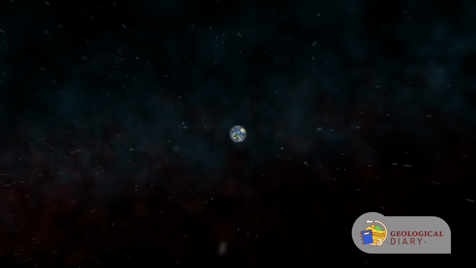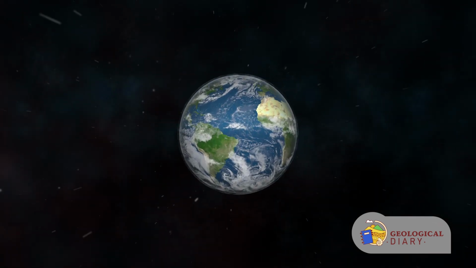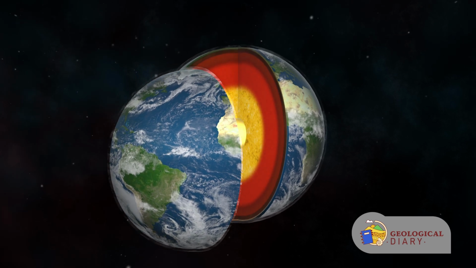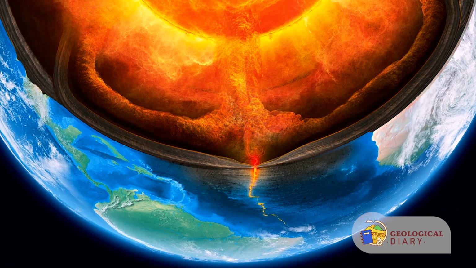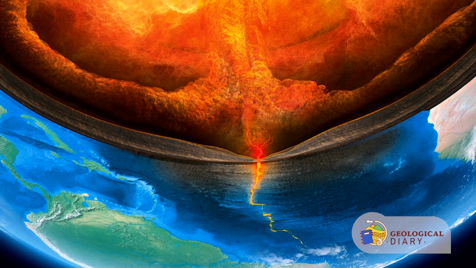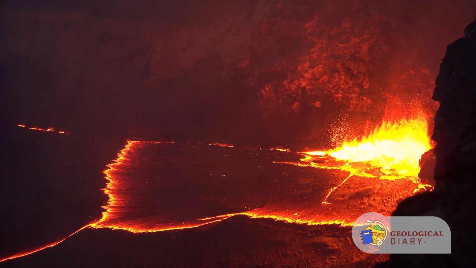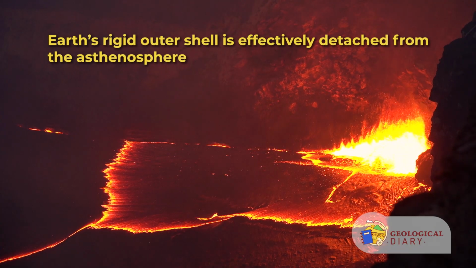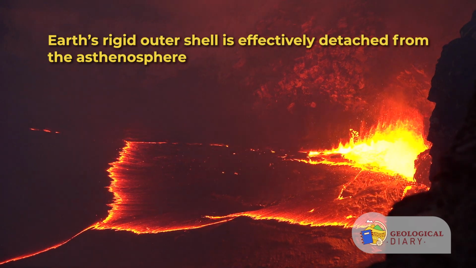Underneath the lithosphere lies the asthenosphere. It behaves a bit differently. It responds to forces by flowing because with increased depth, the higher temperature makes it more ductile. By contrast, the relatively cool and rigid lithosphere tends to respond to forces acting on it by bending or breaking but not flowing. Because of these differences, Earth's rigid outer shell is effectively detached from the asthenosphere, which allows these layers to move independently.